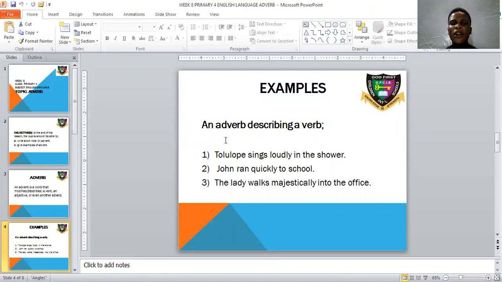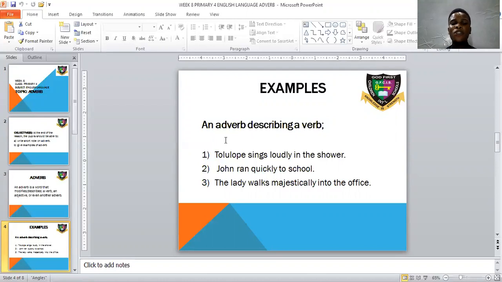Now, we are going to be looking at examples on how adverb can modify or describe a verb. The first example under that is: Tolulope sings loudly in the shower.